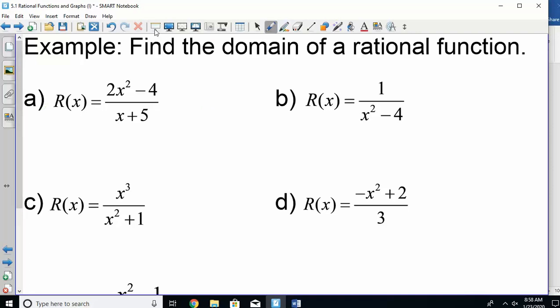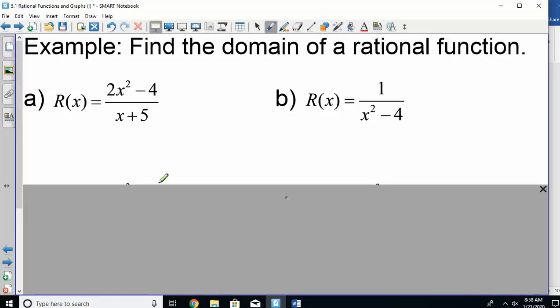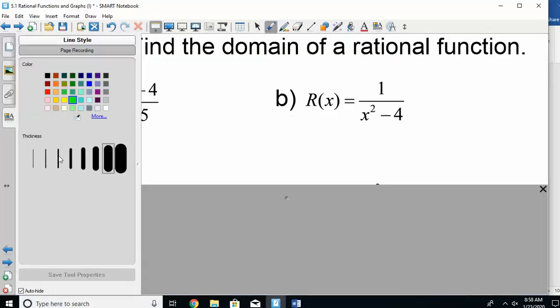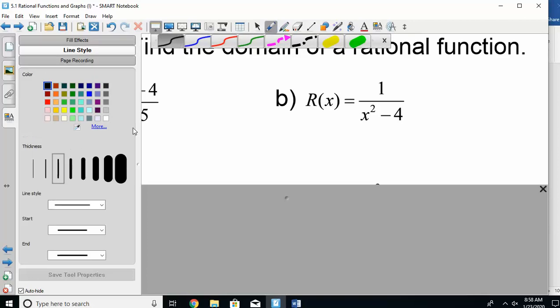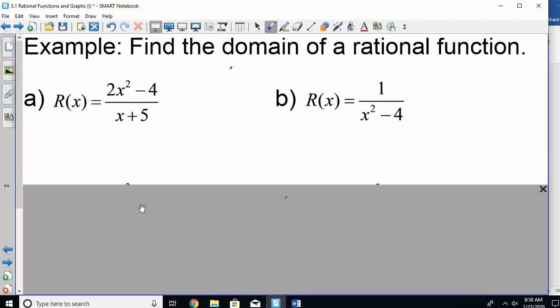So here we go. When I am finding these domains, I do not care about the numerator at all. All I'm concerned with is the denominator. I know that if it's a fraction, the denominator cannot be 0. So that tells me my x cannot be -5. So for my domain, how would we write that using interval notation?